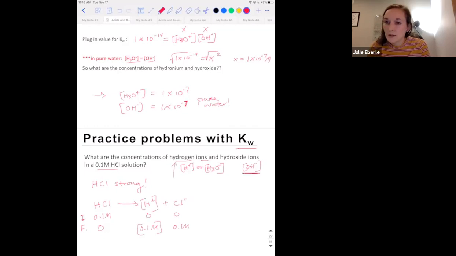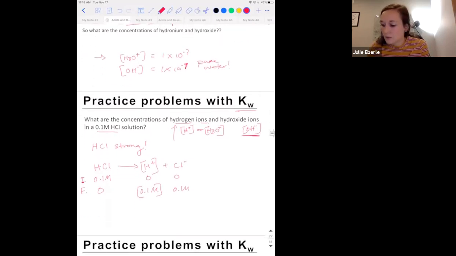So now the question becomes, what is the concentration of OH minus? And how do we find that? Let's use our equation for Kw. Remember, Kw equals the concentration of H plus times the concentration of OH minus. I'm just going to plug in H plus here because that's what I wrote for mine. It could be H3O plus, same thing. Do we know Kw? We do. So let's plug those two values in and solve for OH minus. 1 times 10 to the minus 14 equals 0.1 molar times the concentration of OH minus.